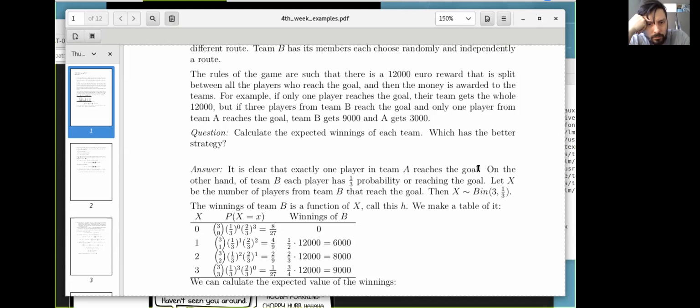That 3 choose 2 is 3, so we get 2/9 as the probability. In this case, there are 3 players reaching the goal, 2 from team B and 1 from team A. So the winnings amount to 8,000, with probability 2/9. The extreme case where all the players choose the same and correct route: there's just one way of choosing that. That's 3 choose 3 times 1/3 to the 3. That's 1 in 27. And in this case, the winnings are 9,000.